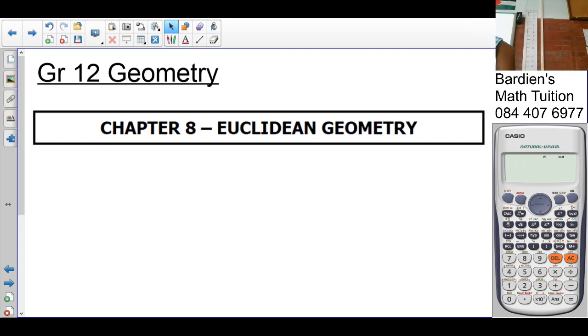So today we're starting our topic on Euclidean Geometry. This is a textbook we will be using. Okay, it's a Mind Action Series. This textbook was supplied to you by the school.